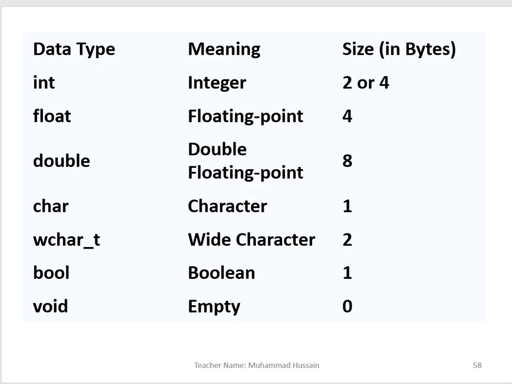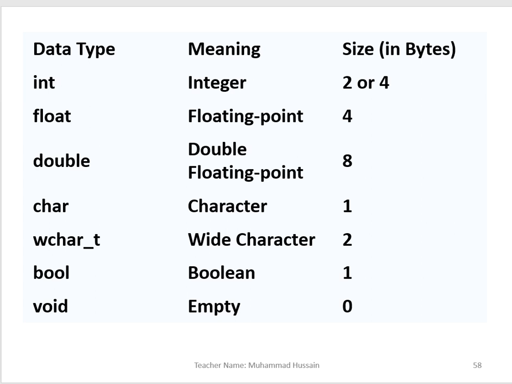Okay, so in this slide you observe that we have different data types. Their meaning: int means integer, and it has some size. Some websites say 2, some say 4. So we will check which size it contains by data type, and how we can check. So right now we are going to check.